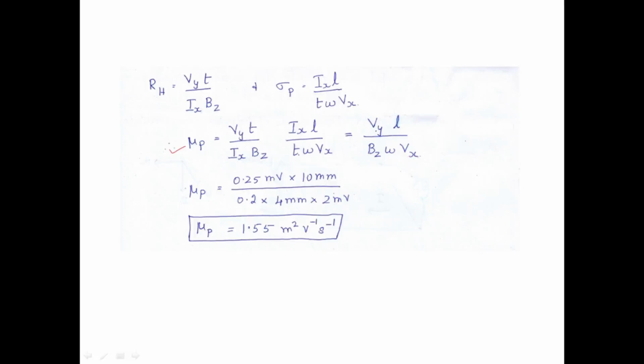Here which direction is very important. So based upon that we have to take the value from the given question. So by substituting all the values, we will be getting the mobility of the holes as 1.55 meter square per volt second.